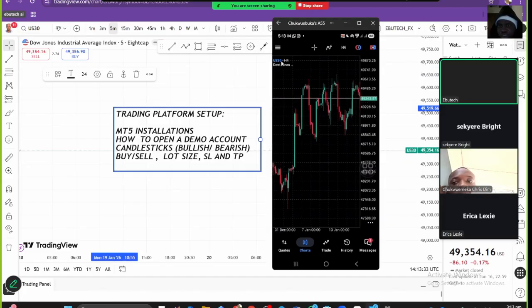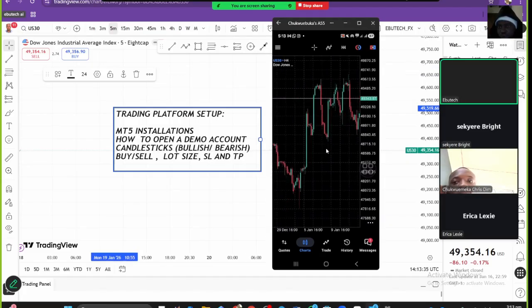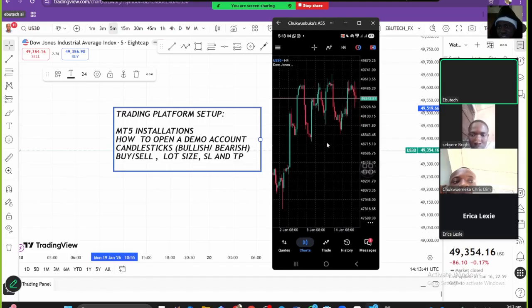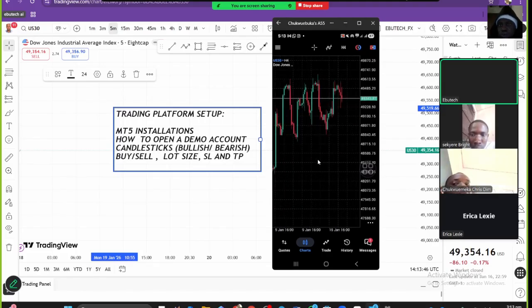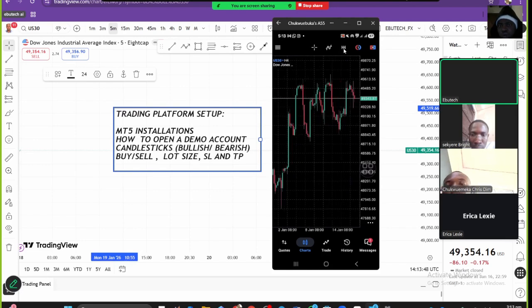As you can see here, this is US 30. This is our pair, the pair that we trade. Then this is the chart. Now here we have 4 hours, we have 1 hour. It's the same thing that you are seeing on your TradingView. It's the same thing that you'll be seeing on your MT5 when you click on charts. Is that understood?